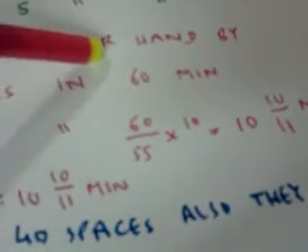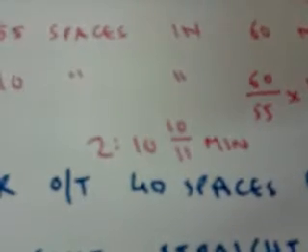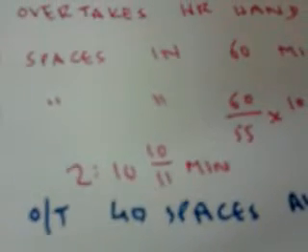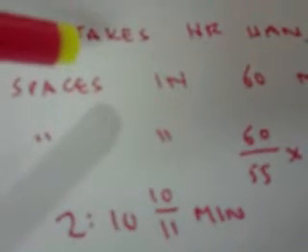So if 55 spaces take 60 minutes, then 10 spaces will take, by unitary method, 60 by 55 into 10, that is 120 by 11 minutes. That means at 10 10 by 11 minutes past 2 o'clock, the two hands will be together. If you think logically also, at 2:10 or 10 past 2, the minute hand will be at the position of the number 2, but the hour hand would have moved a little further away. So we are looking at overtaking, that not exactly at 10 minutes past 2, but a little more than that, the two hands will be together.